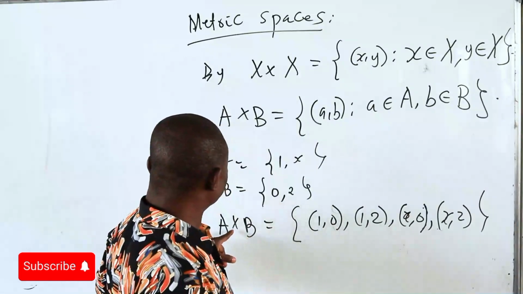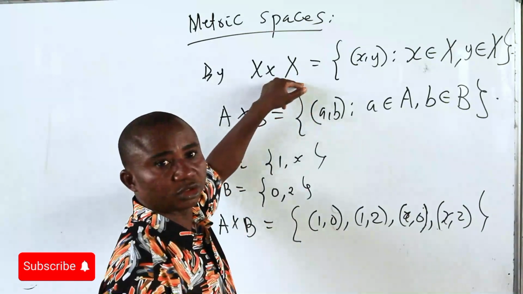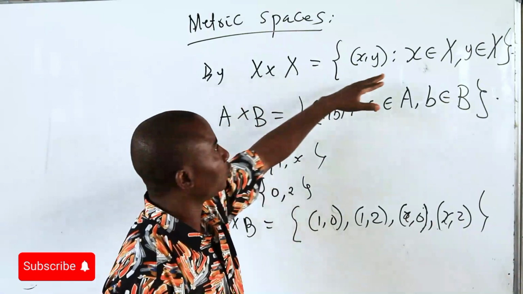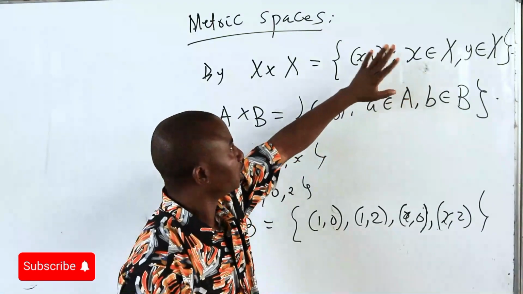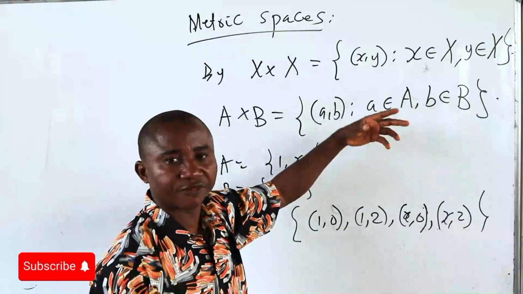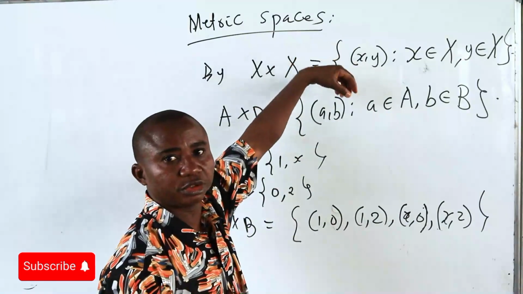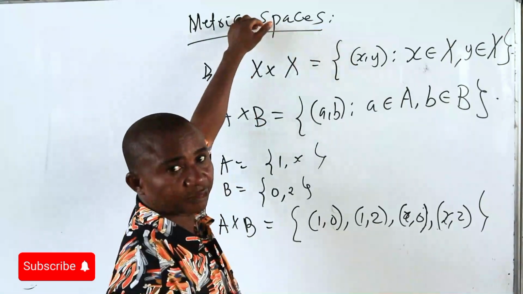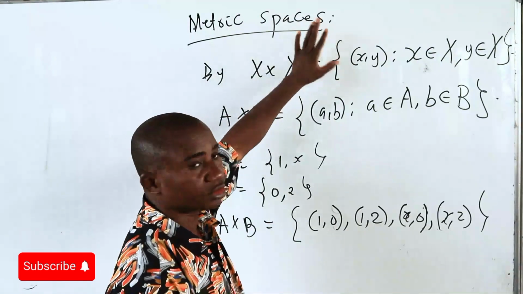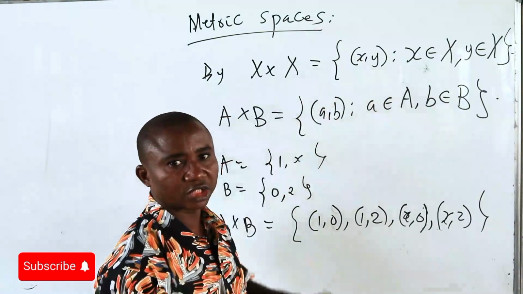Now, if A is equal to B, then we have what we have here, X cross X, which we define in this form. Having gone over these definitions and being familiar with them, because this is the set on which we build the discussions we have about metric spaces, it's important to take out time, as we did, to understand what X cross X is.